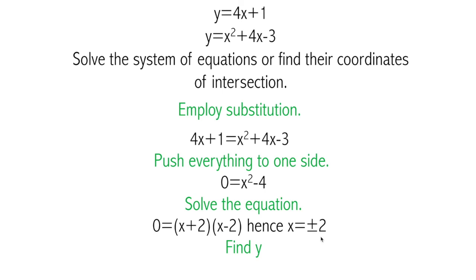Once we have found that, we can just substitute this value of x to find y. So if x is plus 2, y is 9. So that is the first coordinate of intersection. If x is minus 2, y is minus 7. And that is the second point of intersection, or the solution of the system of equations. So it is pretty simple to do.